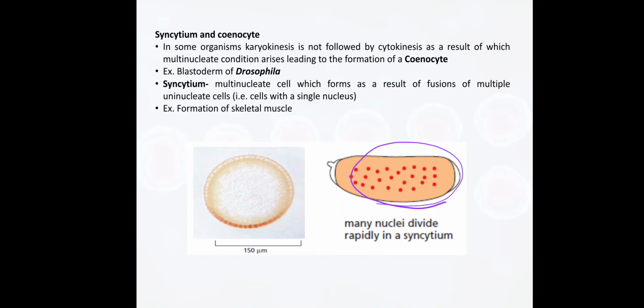Syncytium is just the opposite of cenocyte. It is also a multinucleate cell, but how is it formed? It is formed as a result of fusion of multiple uninucleate cells. When they fuse with each other, they form a multinucleate cell. Example is formation of skeletal muscle. So this is the major difference between these two.